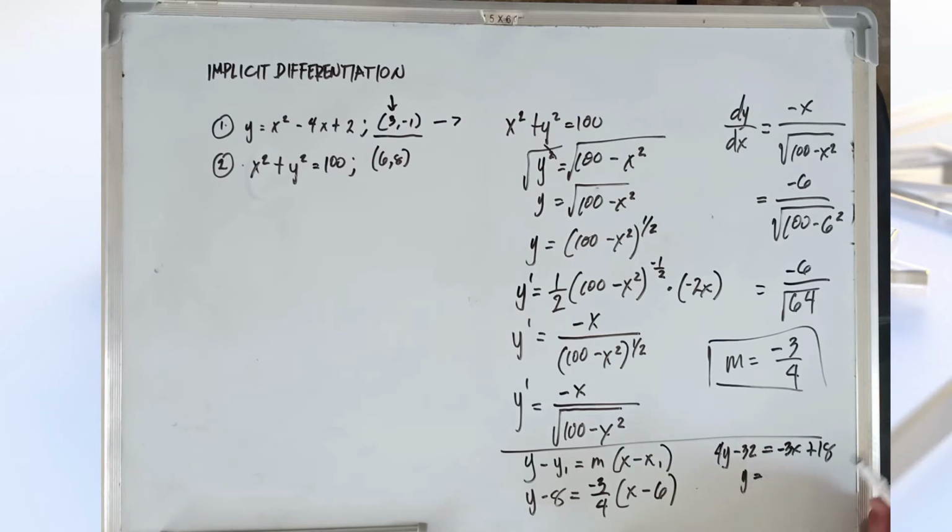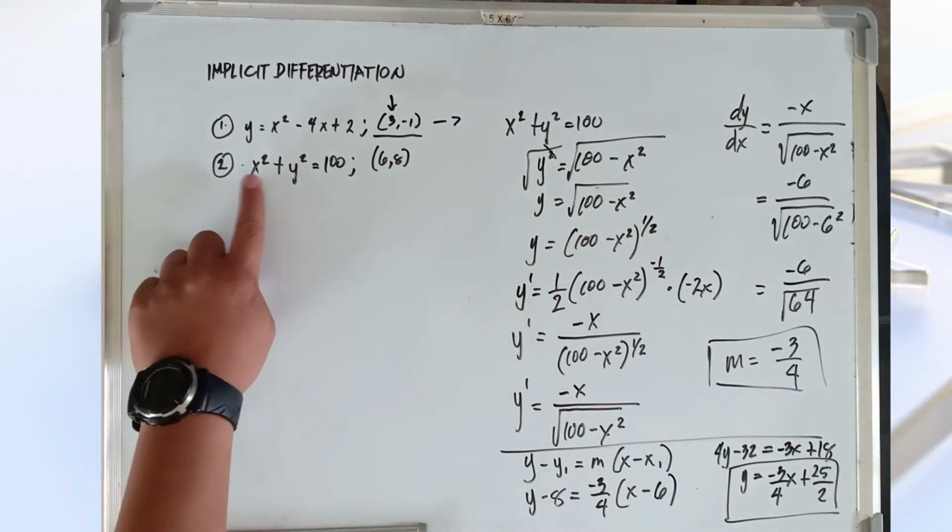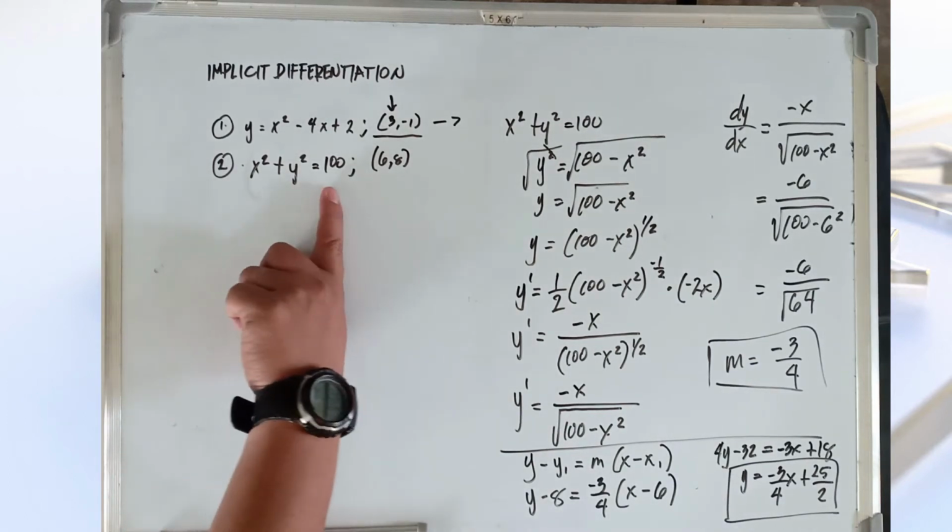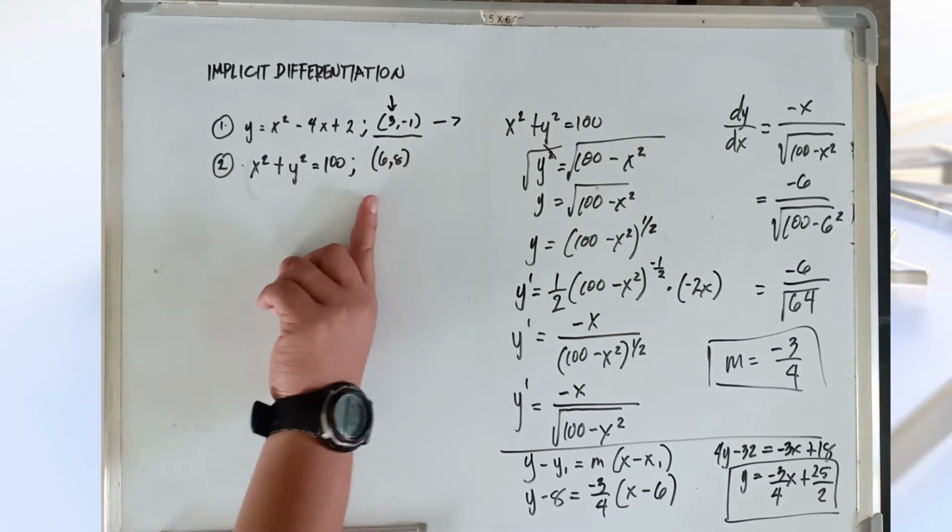We're writing this one in the form of y is equal to mx plus b. We have negative 3/4 of x plus 25 all over 2. So that's how we find the equation of the tangent line to the circle x squared plus y squared is equal to 100 at the point (6, 8).